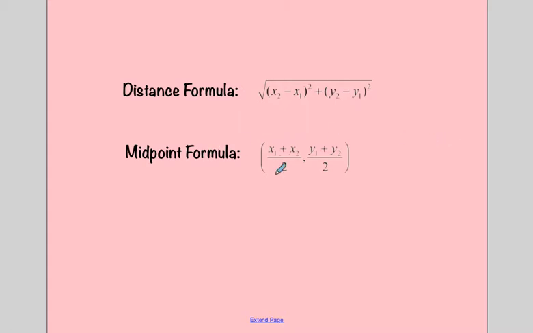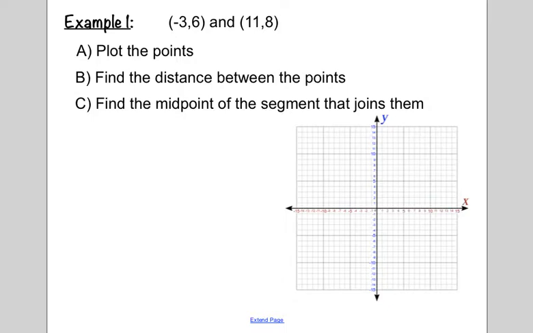Then your midpoint formula, just always think average. You're finding the average of the x values. Add them up and divide by the number of numbers, which is 2. Okay, so there's the distance and midpoint formulas. I would definitely write them down and I would definitely know them for your upcoming quiz.